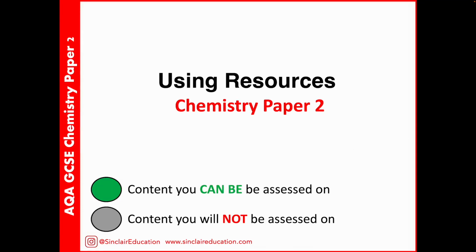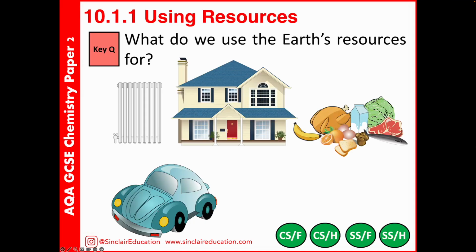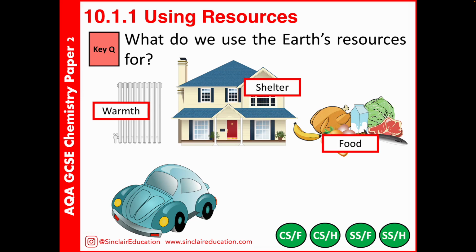During this section, we're going to be looking at using resources. This is content from Chemistry Paper 2. Firstly then, the first part of the specification, we need to know what our uses for Earth's resources are, and this tends to fall into a few categories. We use it for warmth, shelter, food and nutrition, as well as our transportation.